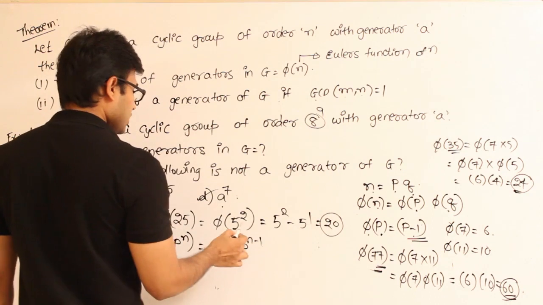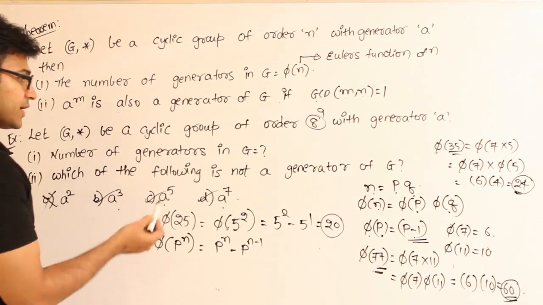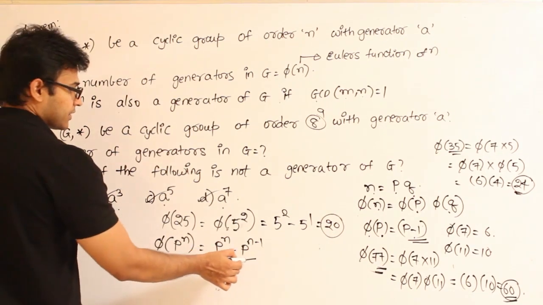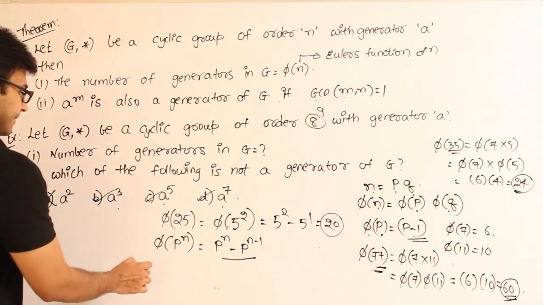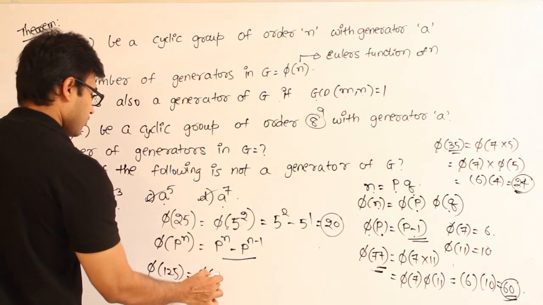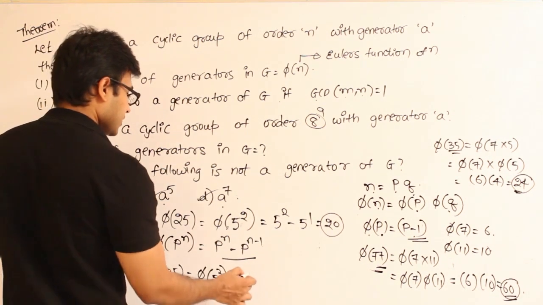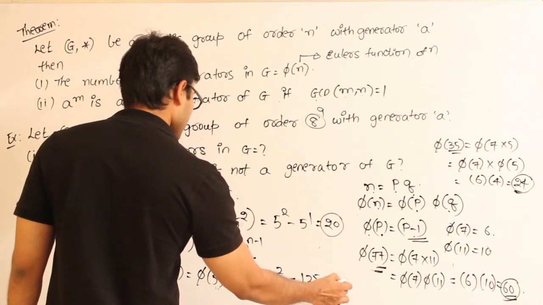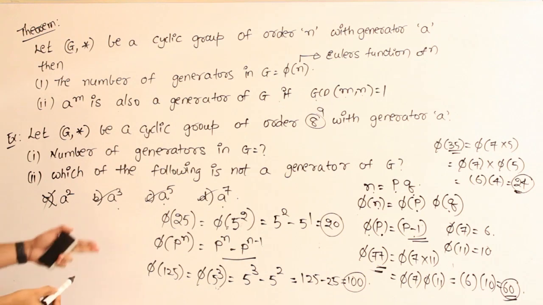If you directly used the other rule, writing phi of 5 into 5, and phi of 5 is 4, you would get 16, isn't it? But apply this formula. In case of repetitions, it is going to be like this, right? So phi of 25 is 20. What about phi of 125? Phi of 125 is phi of 5 cubed, right? Then p power n minus p power n minus 1 is 125 minus 25, which means 100. So if you go by the other formula, you will not get the correct answer.